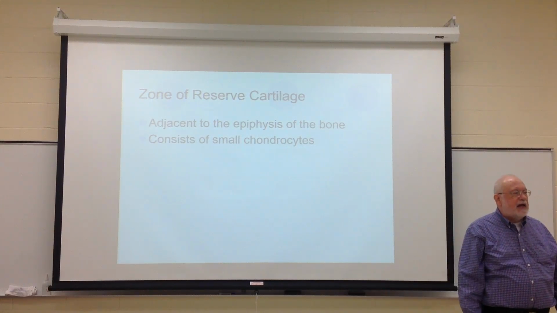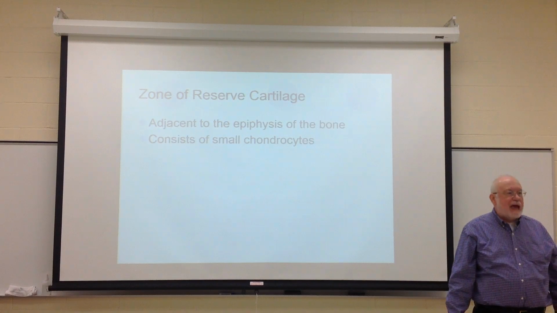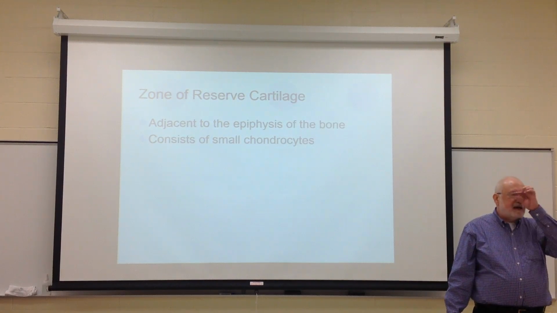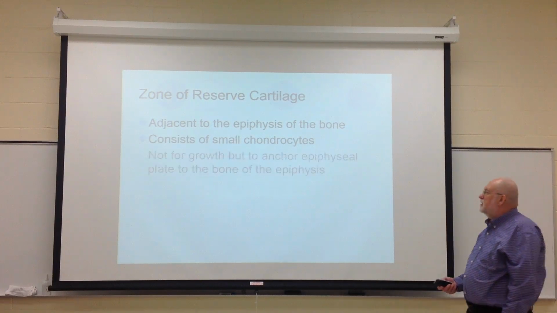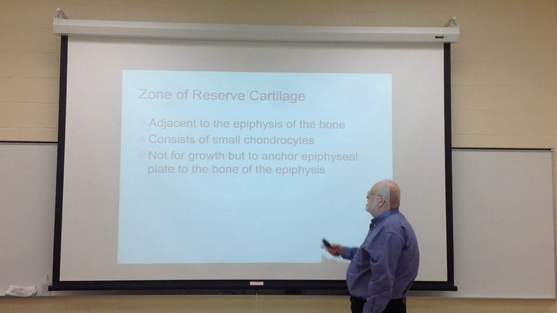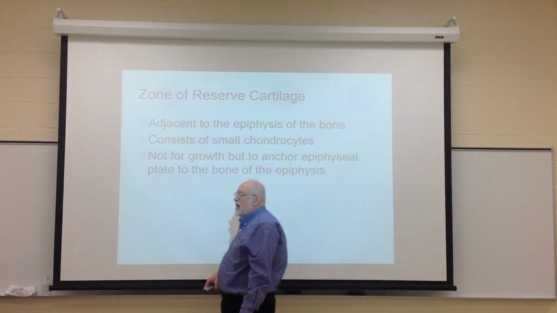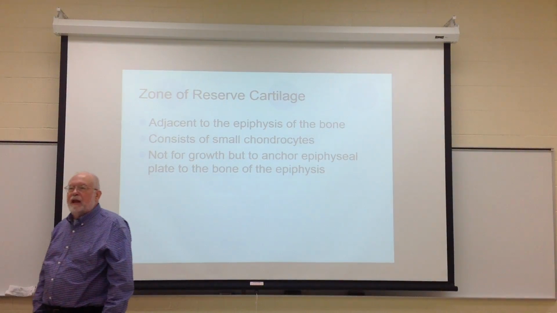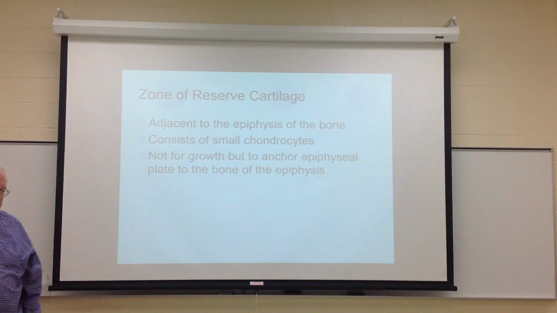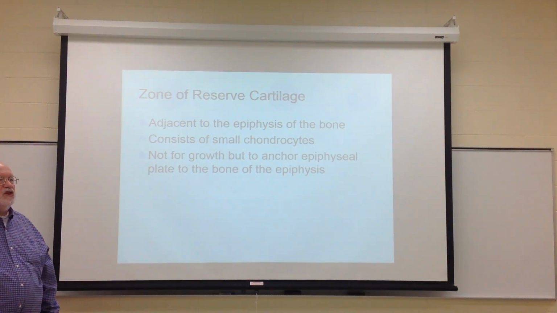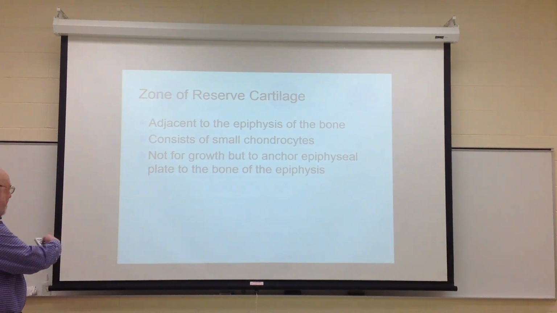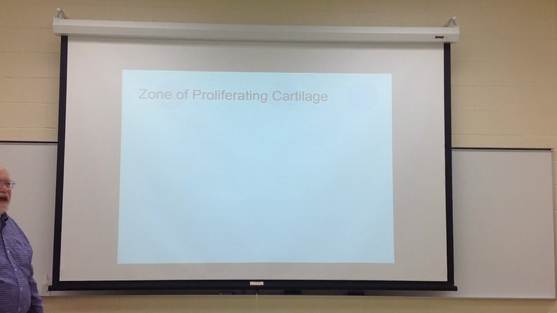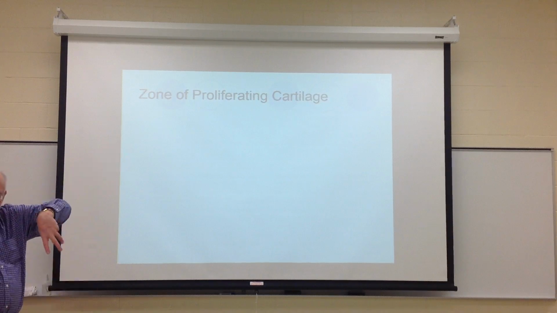Small chondrocytes embedded in matrix. It remains a constant thickness as long as this zone of reserve cartilage is there. It's not for growth, but as we said, it anchors the epiphyseal plate to the diaphysis of the bone. And in fact, there's a term that we can use, remember, called metaphysis. This is located in the metaphysis because that is the area between the epiphysis and the diaphysis.